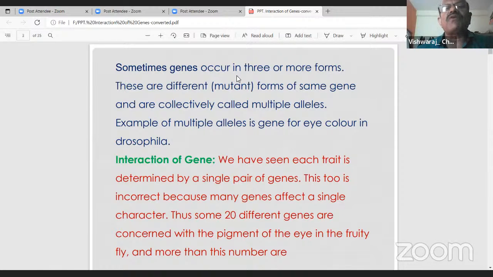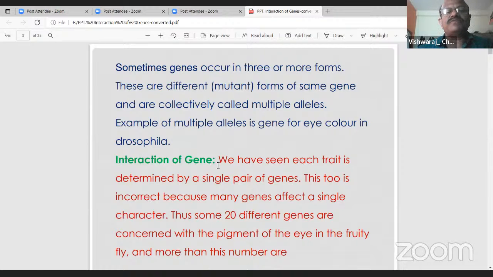But sometimes genes occur in three or more forms. These are different mutant forms of the same gene and are collectively called multiple alleles. An example of multiple alleles is the gene for eye color in Drosophila.